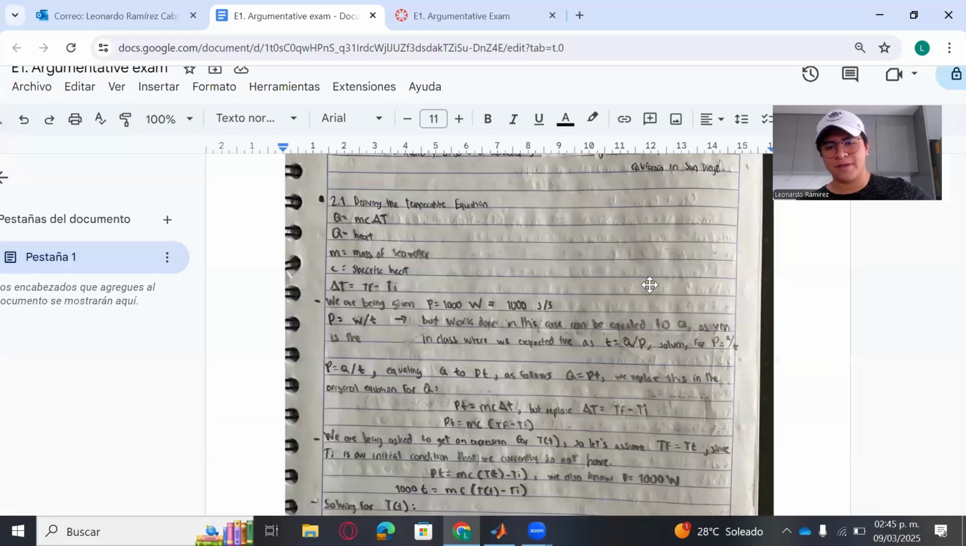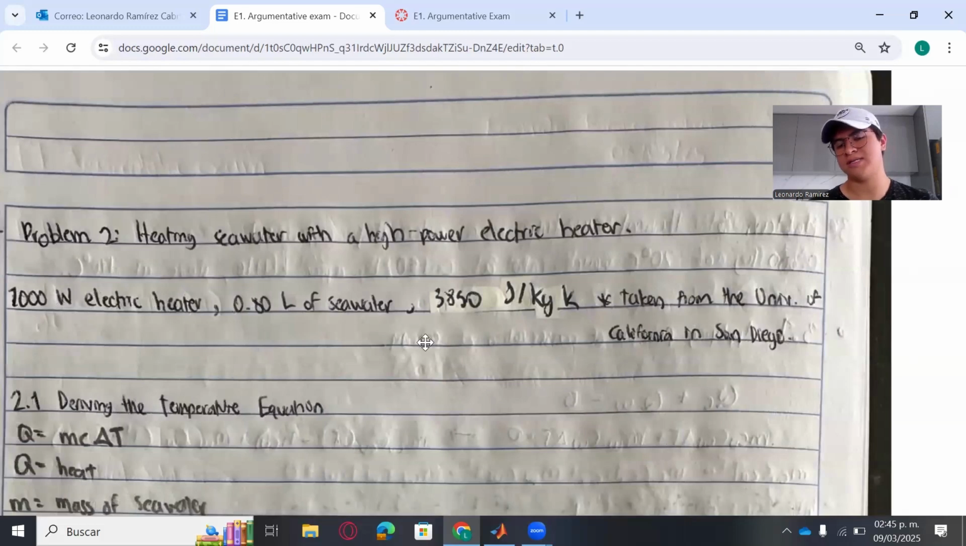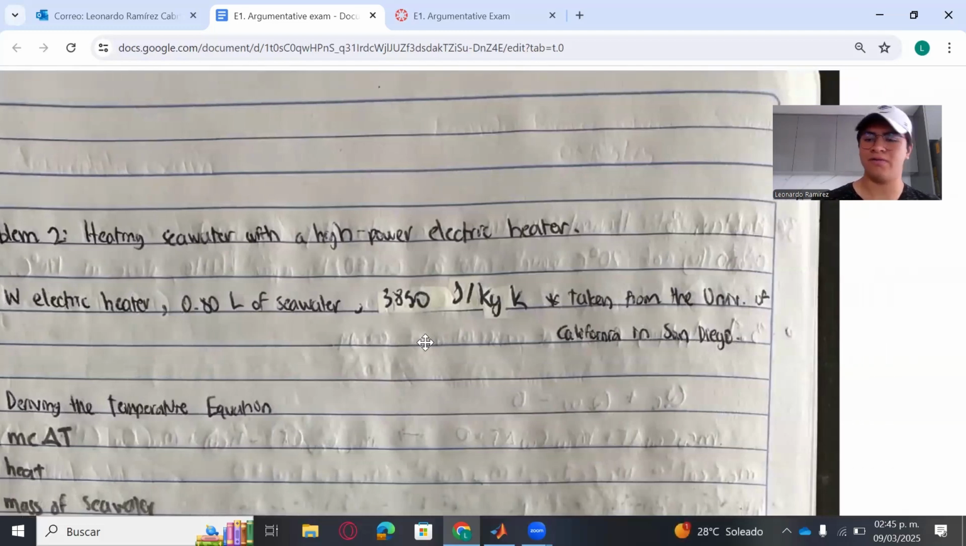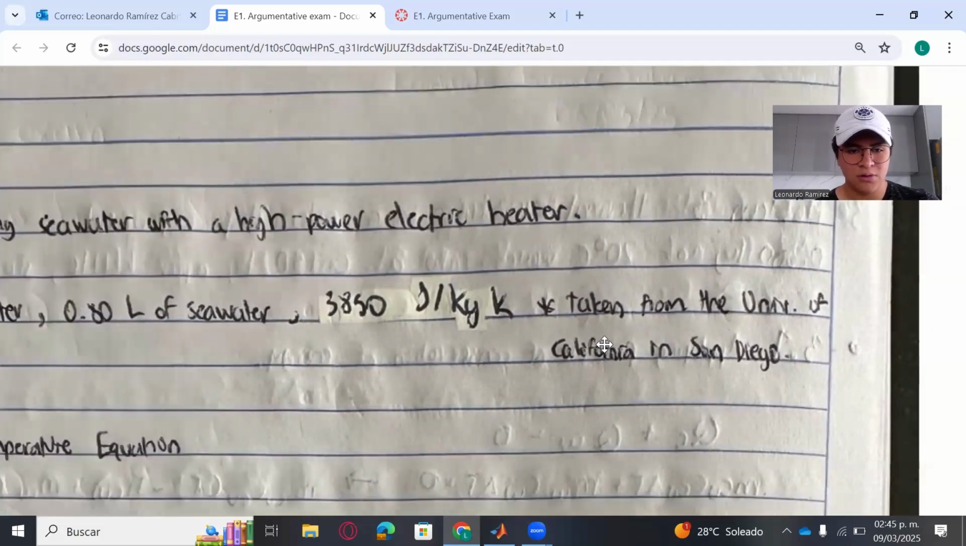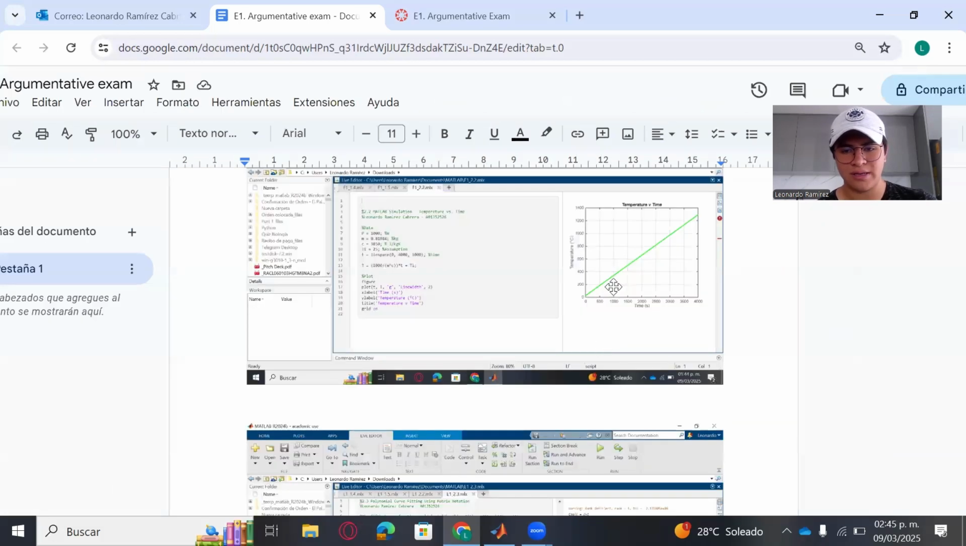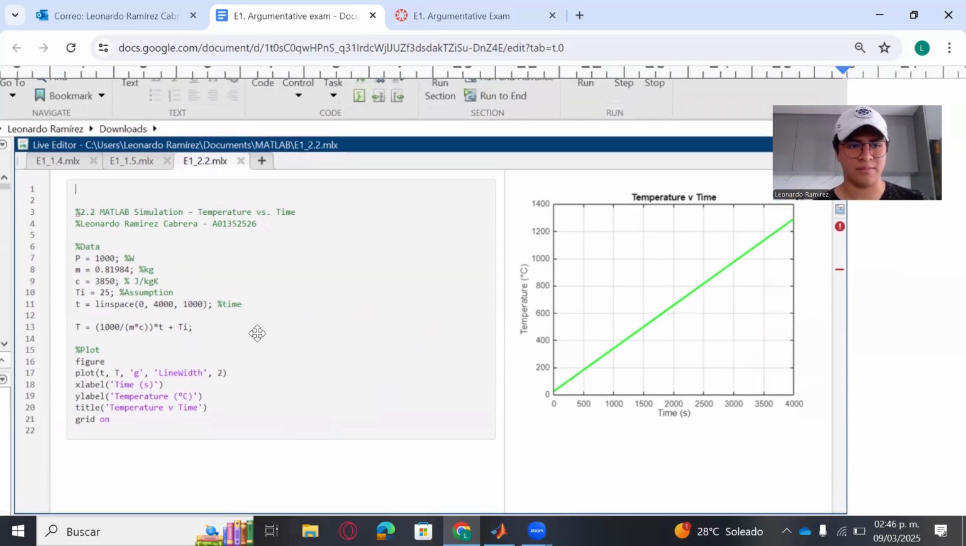And let's also refer to the specific heat of seawater, which was taken from a document of the University of California in San Diego. And it's this value right here, 3,850 joules per kilogram Kelvin. So let us use those values in order to plot in MATLAB. As it was expected, it follows a linear behavior. And we have here the data, we have the vector for time, and it's just a really simple MATLAB script.